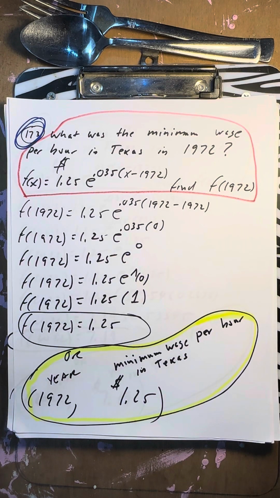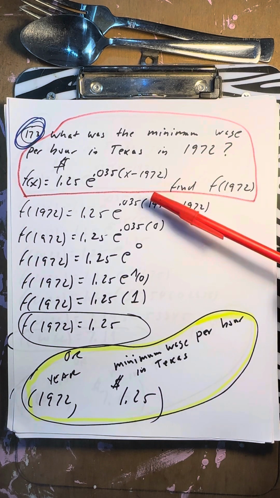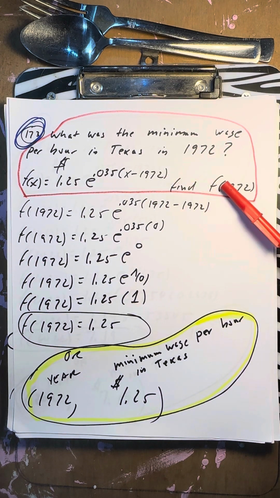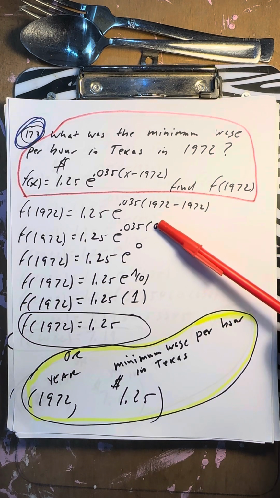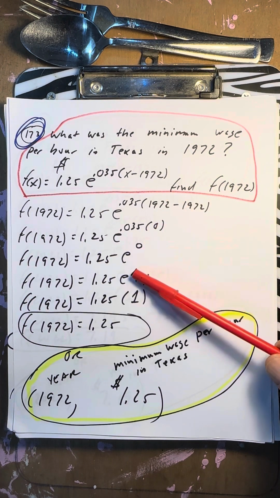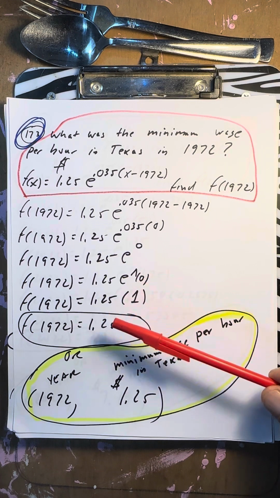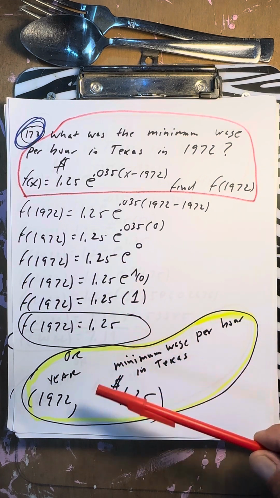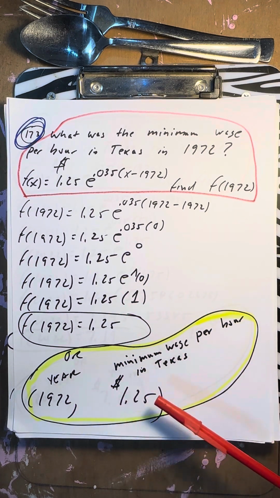What was the minimum wage per hour in Texas in 1972? Let's put it in there. 1972 minus that is 0. E to the 0 is 1. Again, $1.25. In 1972, the minimum wage per hour in Texas was $1.25. Every hour you work, $1.25.